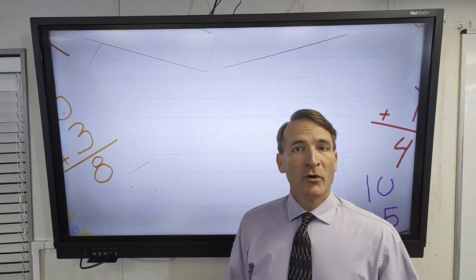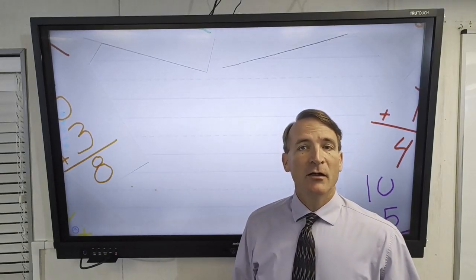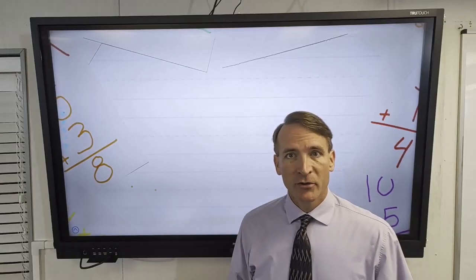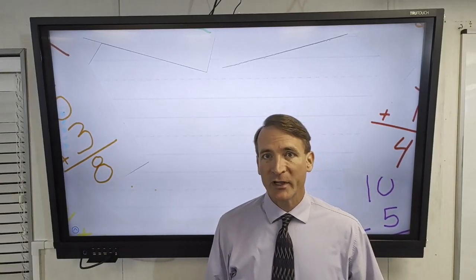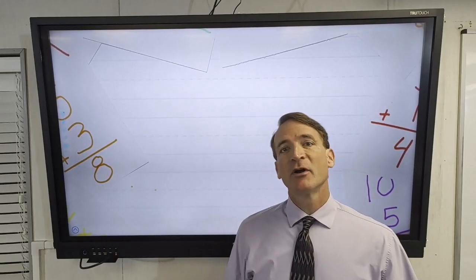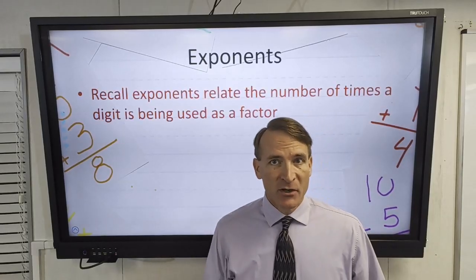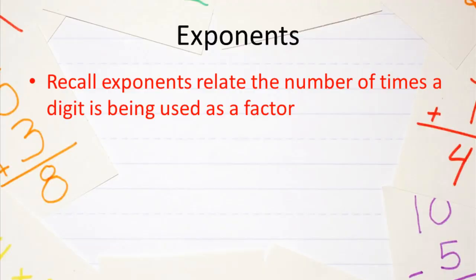So today we are going to continue our knowledge of exponents. Now we covered exponents in an earlier lesson, section 1.3, if you recall. But today we're going to add to that knowledge specifically with negative exponents. So if you recall, an exponent is simply relating the number of times a digit is being used as one of the factors. My example that I used earlier was 5 cubed, where it's 5 times 5 times 5.